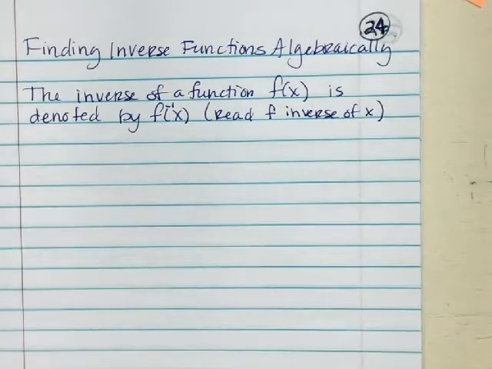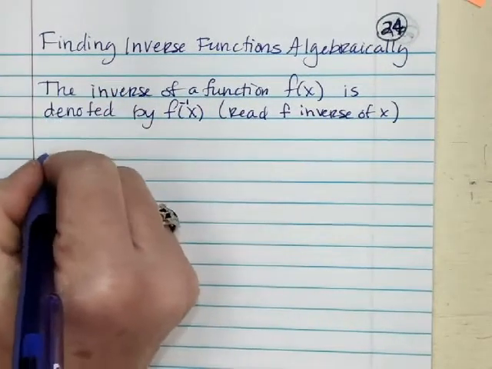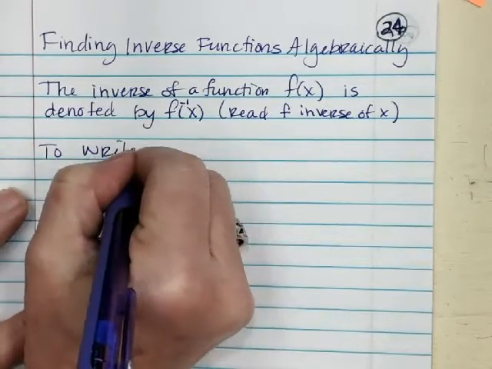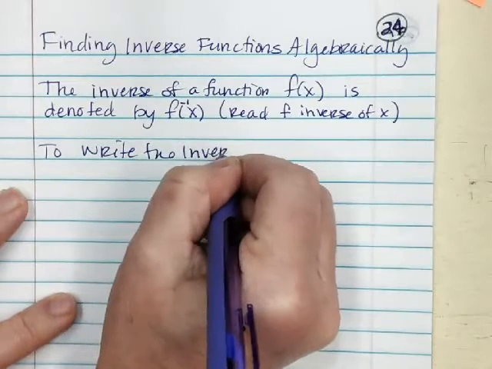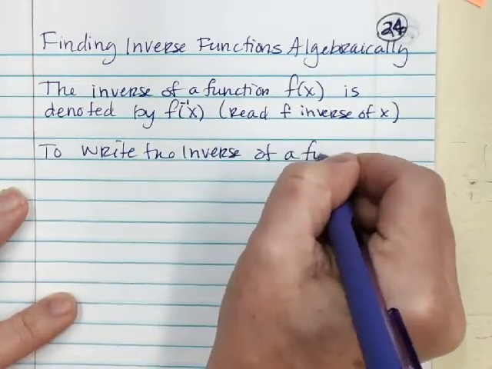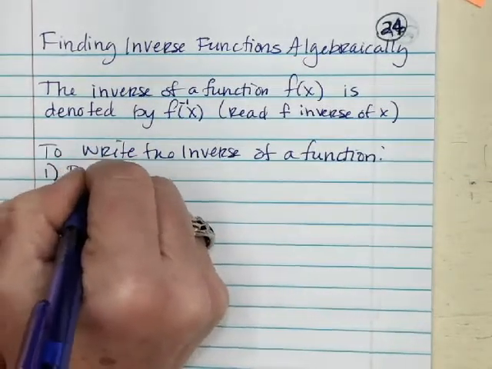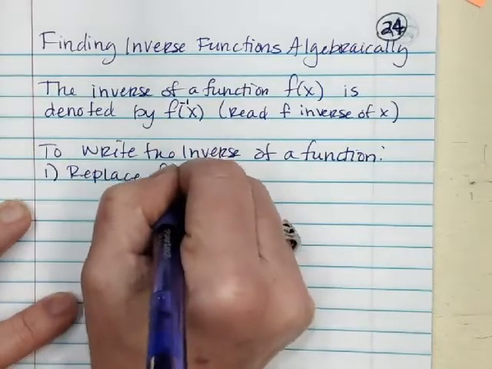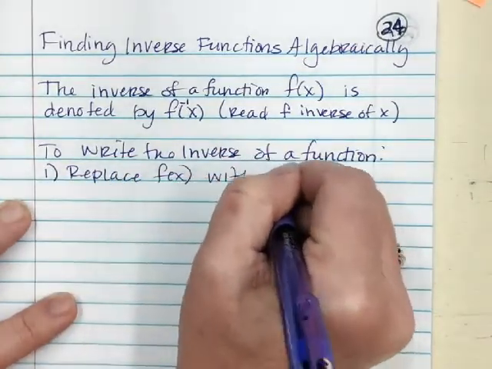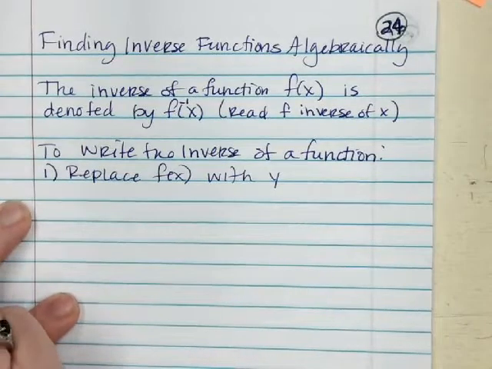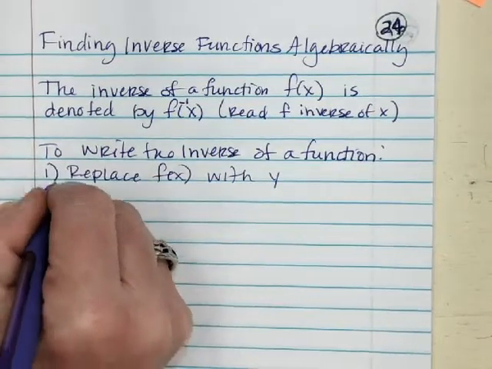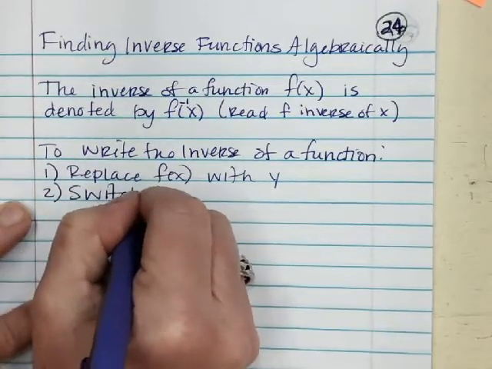Okay, so I'm going to give you the steps. I'm only going to do 3 examples with you, and then we'll do some work in class, but I want you to just get the steps down and know what we're doing. So here we go. The first thing you're going to do is replace the f of x with the letter y. Not complicated. And then you're going to switch the x and the y.